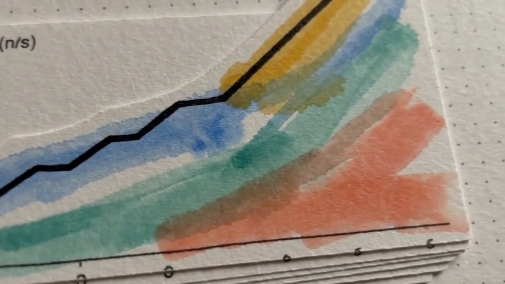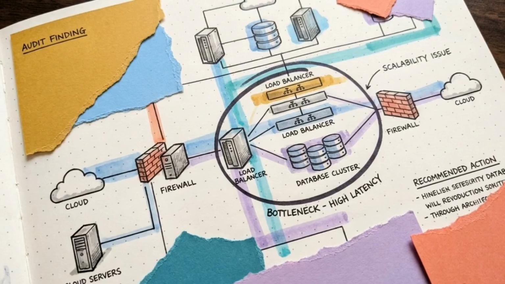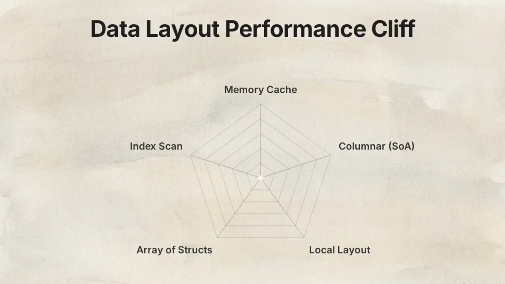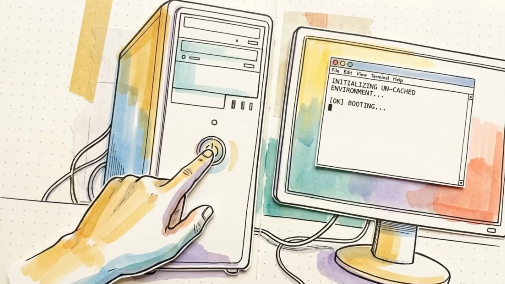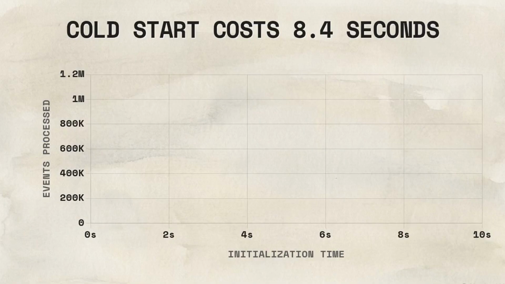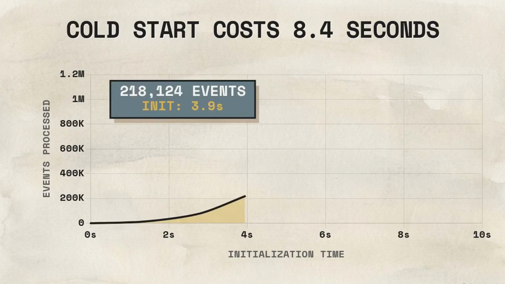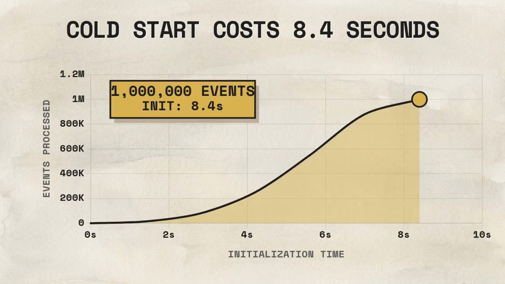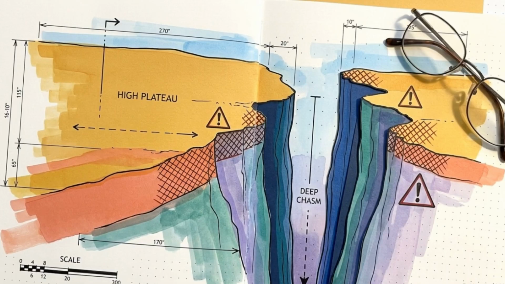The systems audit also surfaces explicitly measured structural bottlenecks. This radar chart maps performance across different data layouts. You can see a specific 20x performance drop when shifting from a local layout to scan-oriented array of structs paths. There is also a strict cold start penalty. Loading 1 million events from a checkpoint on Linux takes 8.4 seconds. Because these cliffs are measured, reproduced, and documented, they become roadmap targets instead of hidden surprises.